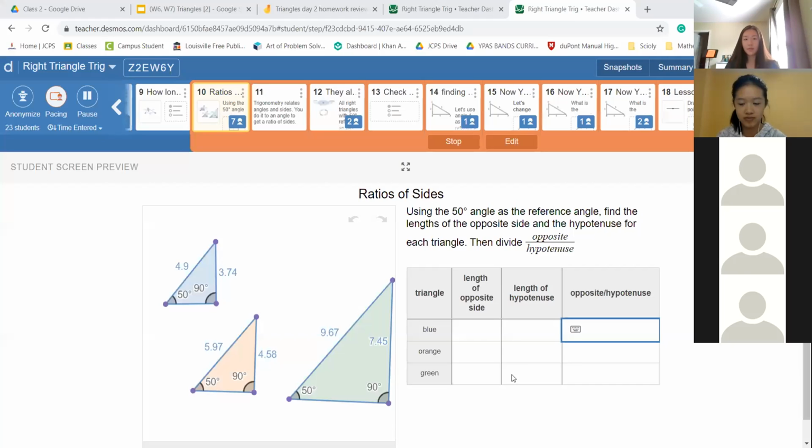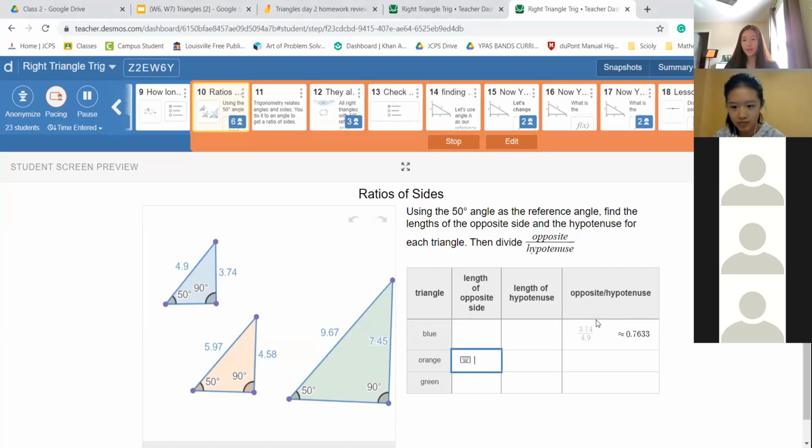Wait, what do you mean it does it for you? Here, I'll share my screen for 1 second. It's not a whole number, it's a decimal. So for this one, I'm doing the blue triangle, right? Yes. The opposite side is 3.74 and the hypotenuse is 4.9. Now I'm gonna press enter on my keyboard, and it gives me this approximation.